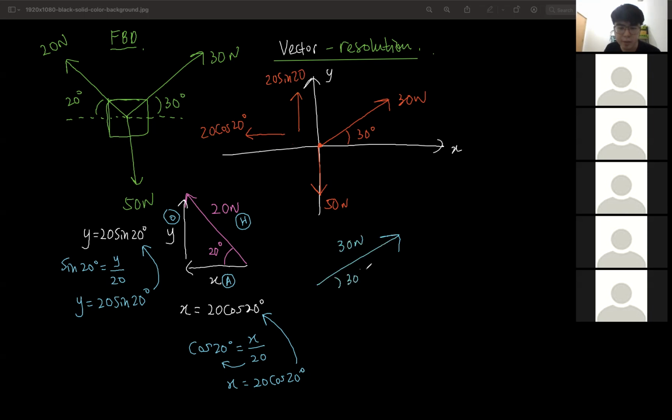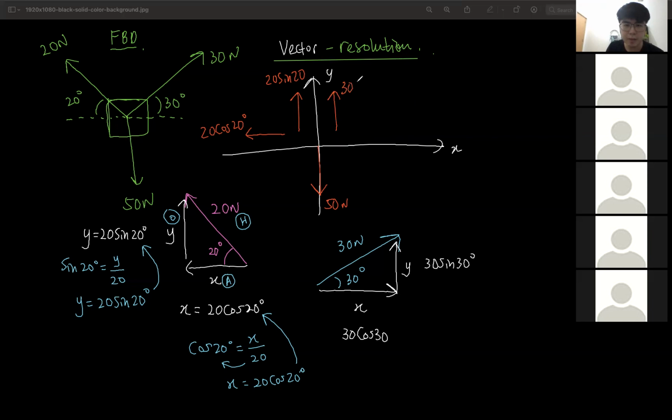Okay, so 30 Newton. This is 30. Where is the horizontal component? Going to the right, x. Going up, y. x is 30 cos 30. y is 30 sine 30. Okay, put it in. 30 sine 30, 30 cos 30.